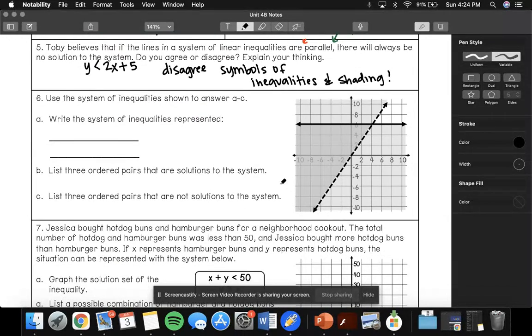Sorry, my dog's crazy. So number 6, use the system of inequalities shown to answer C. So we have this picture, it's already graphed for us. Write a system of inequalities represented. So we look and we see we have the dark shaded region. So that is our actual solution. So we need to keep that in mind. So we'll do this one first.